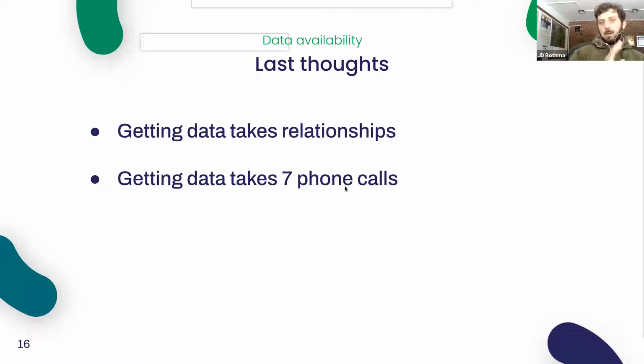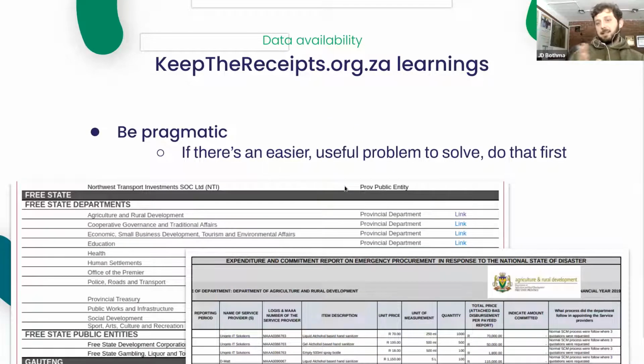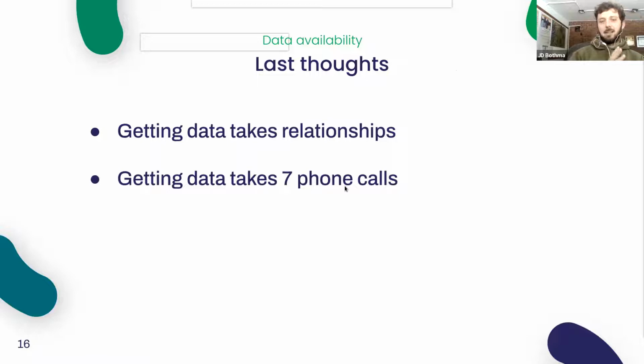So my last thoughts then: getting data takes relationships. Getting our hands on this data in this case didn't take relationships, but someone had to influence the president to do that. But generally speaking, getting our hands on data takes relationships. It takes some time. You have to get to know people, and even if you're not getting to know people and that way convincing them to make data available to you, it takes at least 7 phone calls.